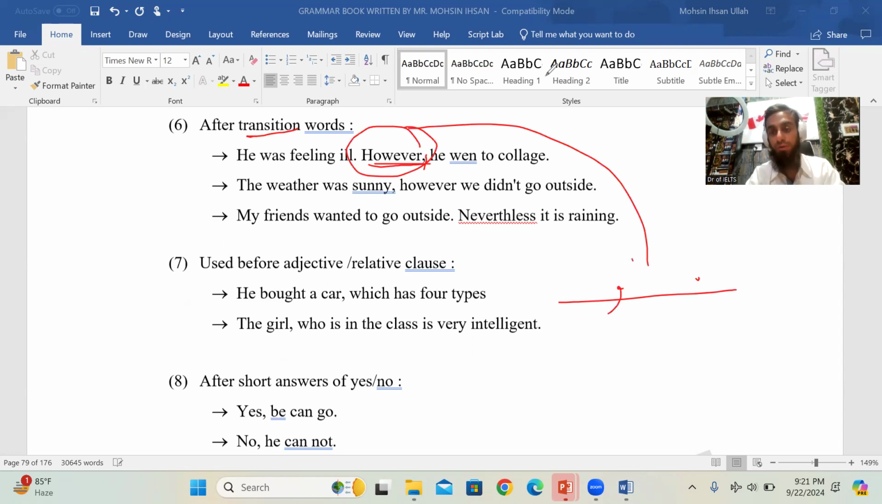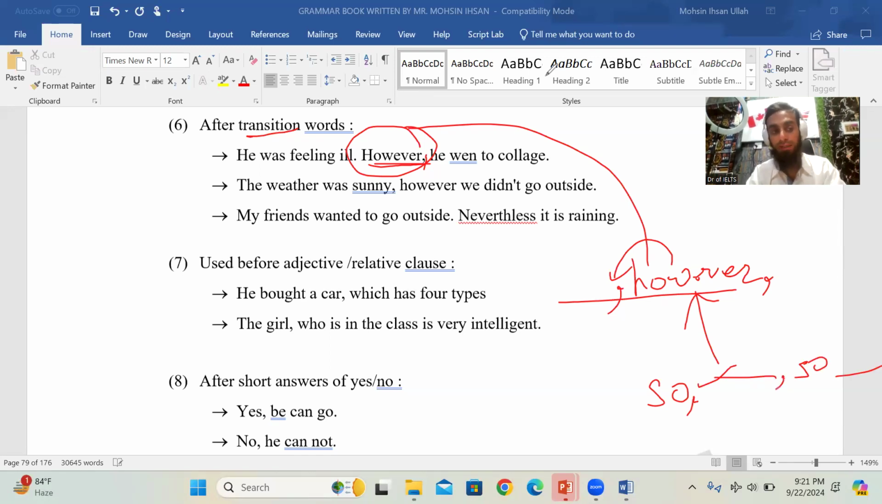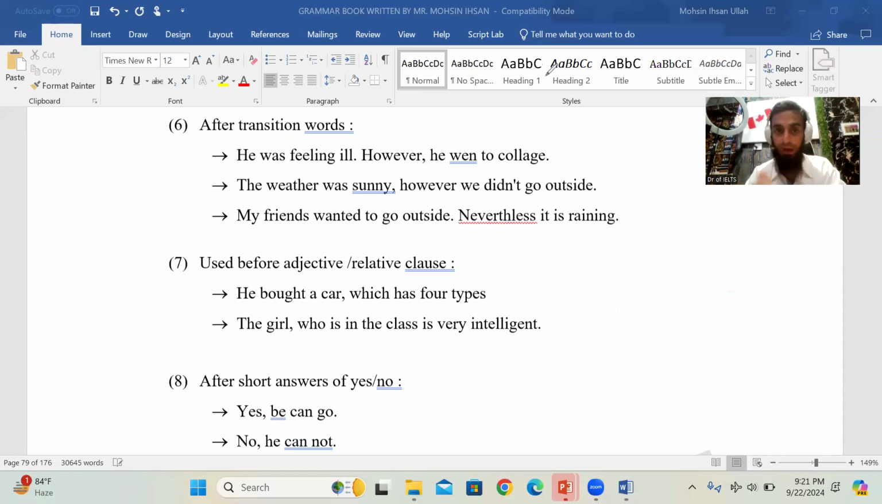When you say he's very intelligent, however he's not working hard, then comma before however. But if you start the sentence from however, then comma after however. Same goes for so. If you start the sentence from so, then comma after so. But if you write so in the mid of a sentence, then comma before so, right? Like this. So this is with so and however.